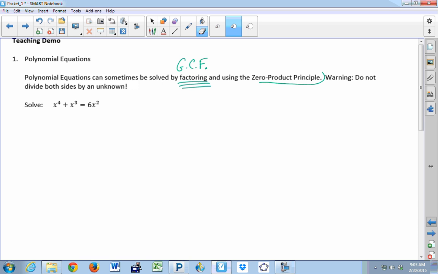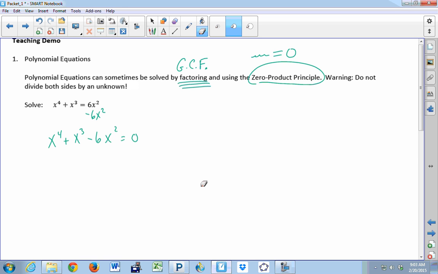And then this zero product principle suggests that in order to solve these, we have to set the equation equal to 0, whatever it is. So that's your first step. You want to set your equation equal to 0. And in this case, I'm just going to subtract 6x squared from both sides. And then when I rewrite my equation, the standard procedure is to always start with the highest degree and move on down to your lowest. So it goes, the degree of this first term is 4, then to the third, and to the second.